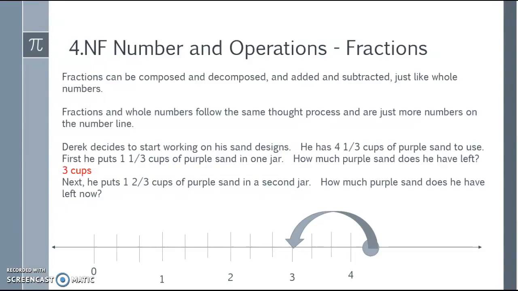Next, he puts 1 2/3 cups of purple sand in a second jar. How much purple sand does he have left now? So we're starting at 3, and we need to take away 1 and 2 copies of 1/3. So if I were to go from 3 to 2, that would be 1, and I need to take away 2/3 cup more. So 1 2/3 cup more, leaving me at 1 and 1/3 cup.